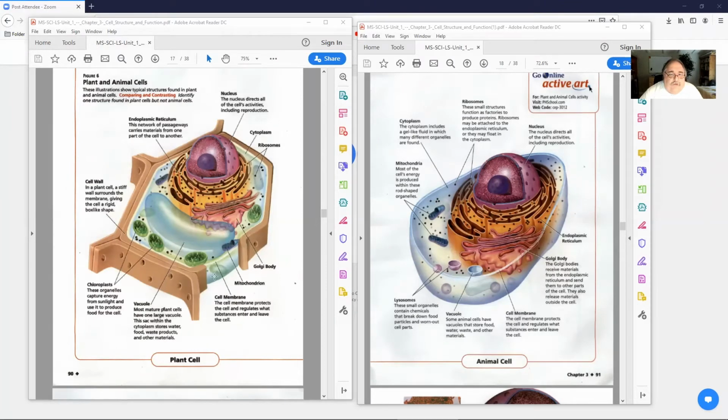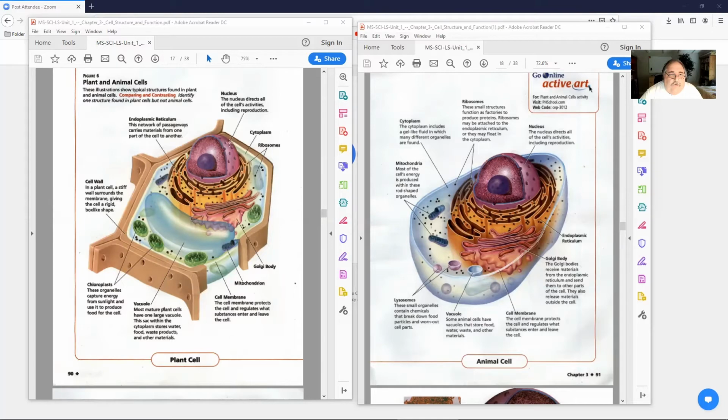So the structures of a plant cell, going from the outside in, are the cell wall. In a plant cell, a stiff cell wall surrounds the membrane, giving the cell a rigid box-like shape. Cell membrane. The cell membrane protects the cell and regulates what substances enter and leave the cell. And following the order that we had in the text, we have the nucleus. The nucleus directs all the cell's activities, including reproduction.